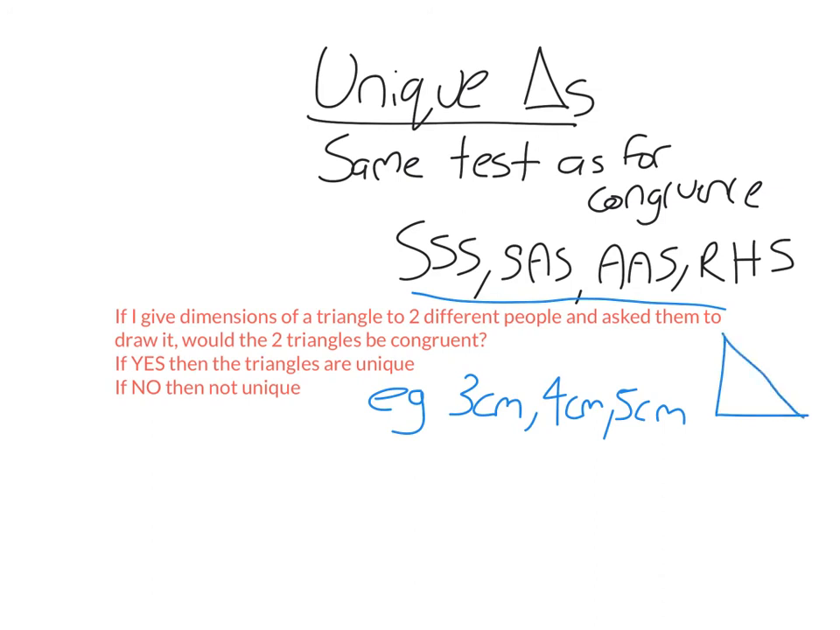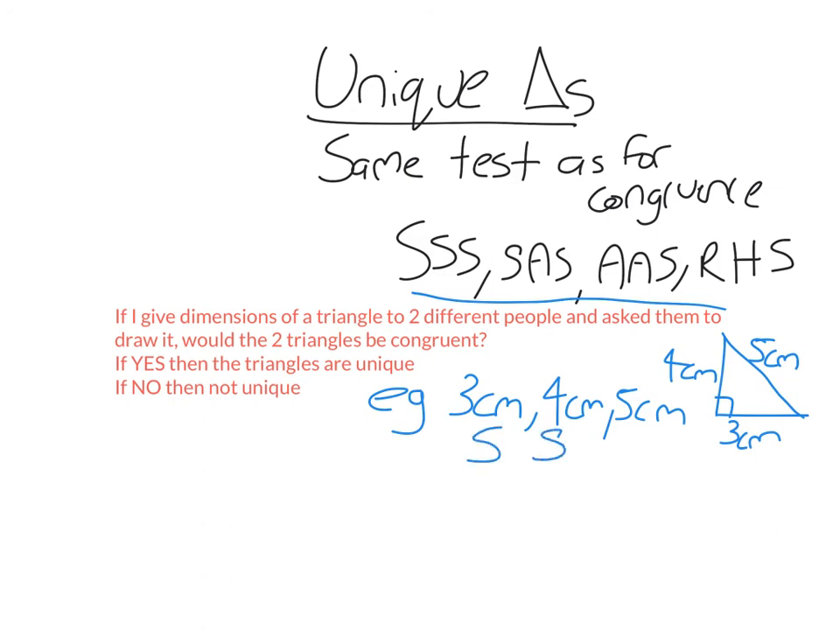It'd actually be right angled. So I haven't drawn this to scale, but it'll look something like that. 3 centimeters, 4 centimeters, and 5 centimeters. Okay, you don't need to know why it's right angled. I'm just letting you know that. So if you were to draw one with those exact dimensions, side lengths 3 centimeters, 4 centimeters, and 5 centimeters, your triangle would be congruent to this triangle that I just drew.